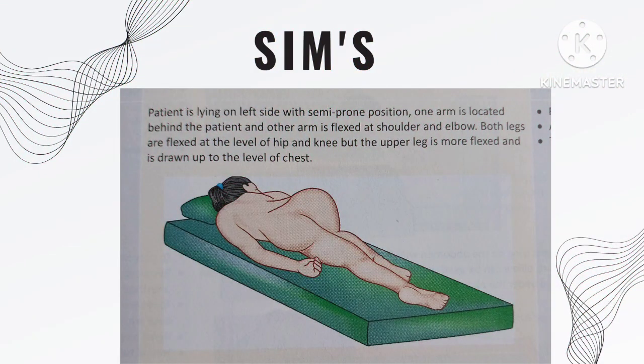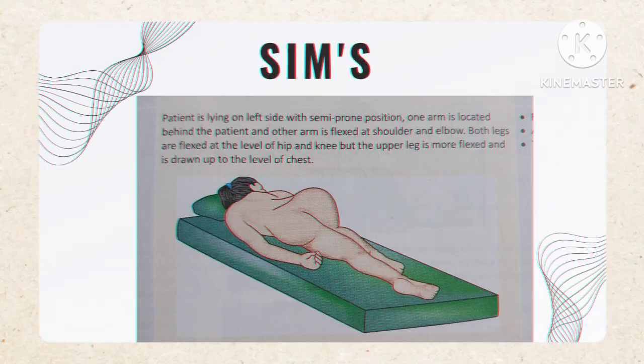The sixth main position is Sims. The patient is lying on the left side in a semi-prone position. One arm is located behind the patient and the other arm is flexed at shoulder and elbow. Both legs are flexed at the level of hip and knee, but the upper leg is more flexed and is drawn up to the level of the chest. Uses are rectal examination and administering enema to prevent aspiration.